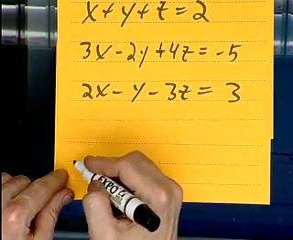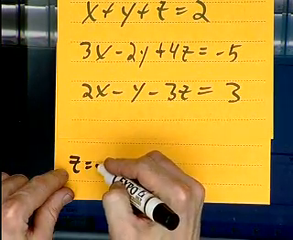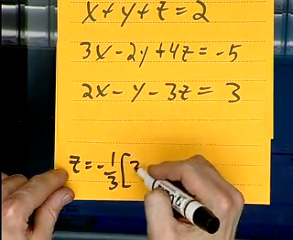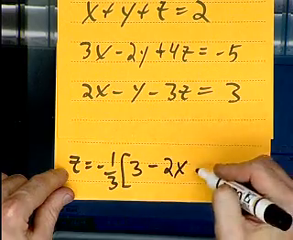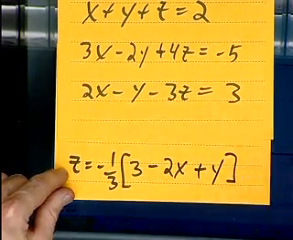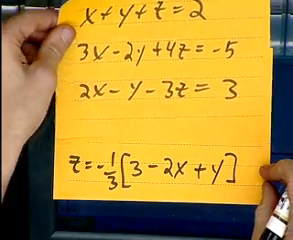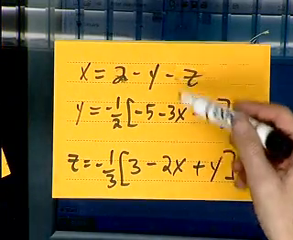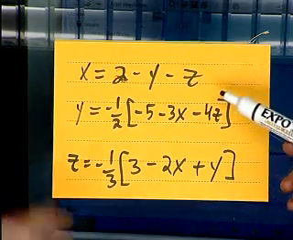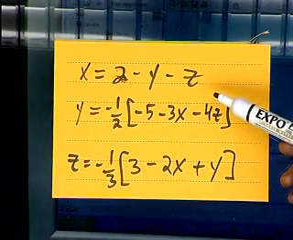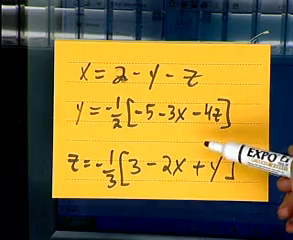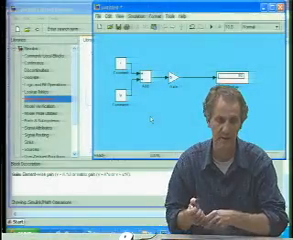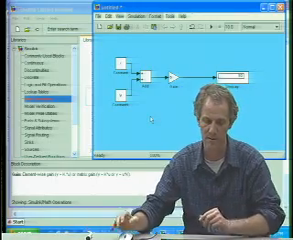That's z equals negative 1/3, and then I've got 3 minus 2x plus y. And those three equations are still the same three equations I started with, but now they're in a little bit more convenient form for drawing them. So let's go back to Simulink and draw those equations.